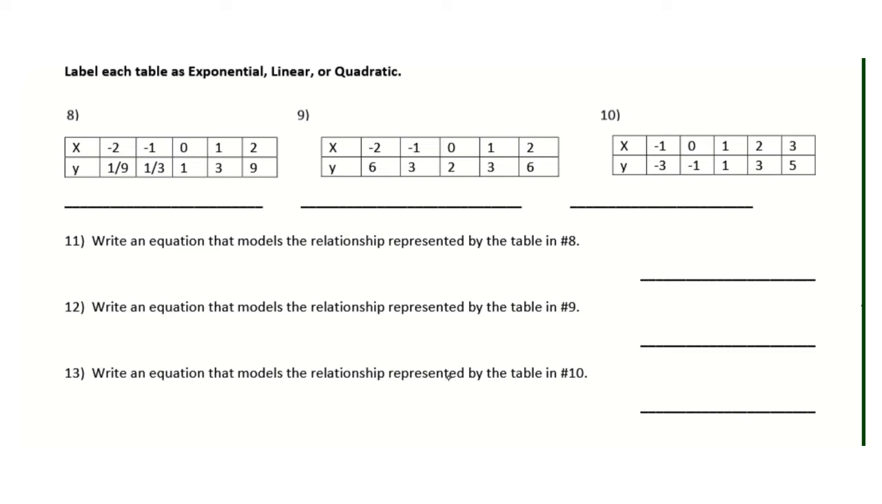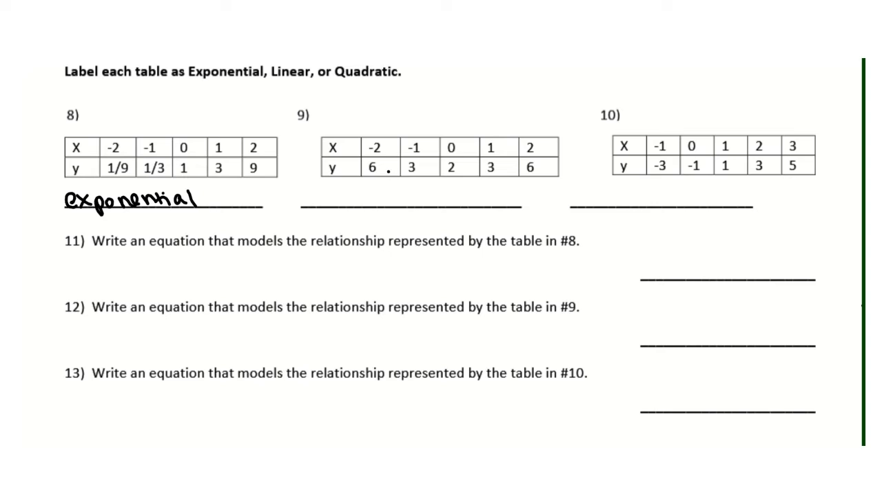If I look at example 8, I can see that example 8 is going to be exponential because it has a common ratio. To go from 1/9 to 1/3, you multiply by 3. From 1/3 to 1, you multiply by 3. 1 times 3 is 3. 3 times 3 is 9.